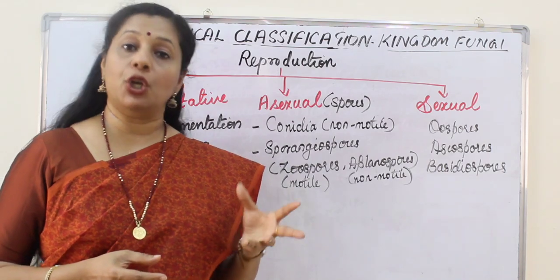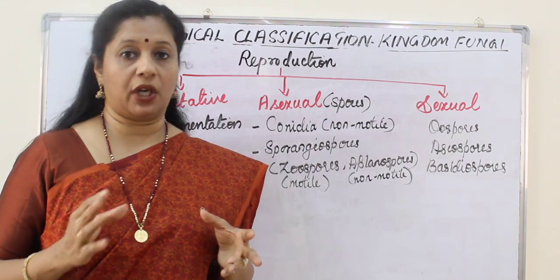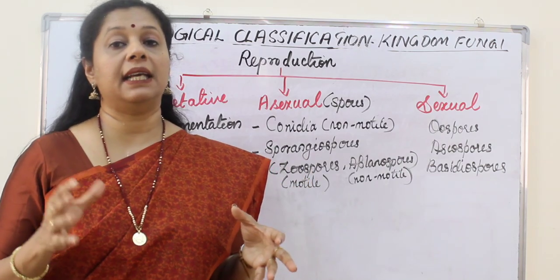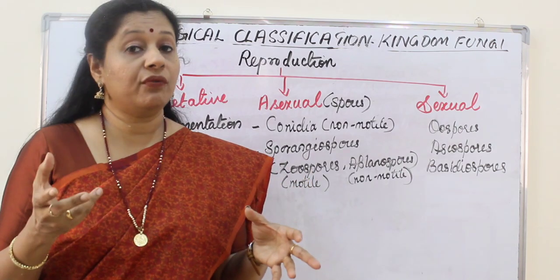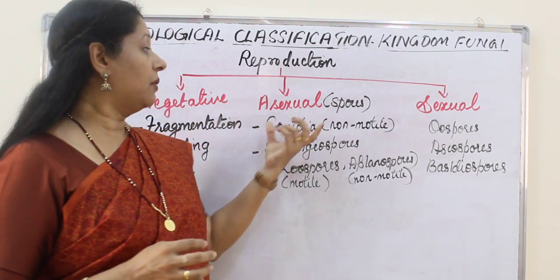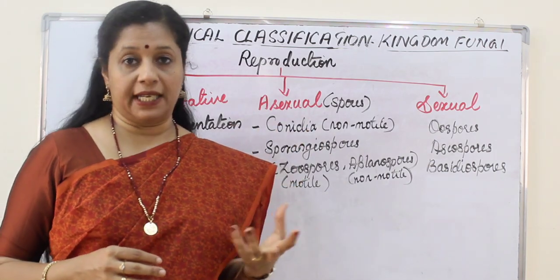Some spores are non-motile, some spores are motile. Non-motile means what? They cannot move. Motile means they can move. If they can move, what will they have? Flagella. Okay. Now, the non-motile spore example is conidia.